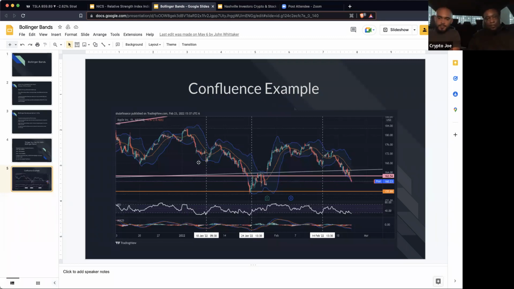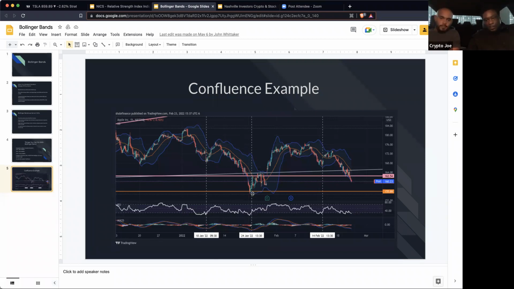As you can see here, it's extended from the Bollinger Band. It's also oversold on the RSI. You have the MACD curling up. Those are 3 signs of confluence, and the price shot up.